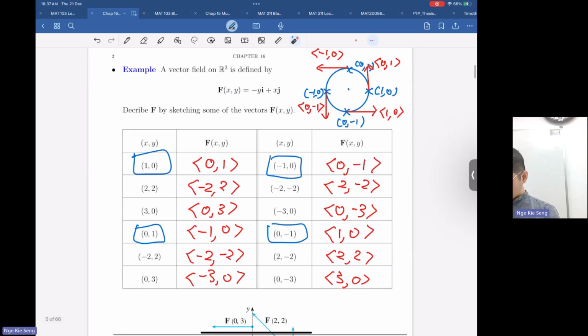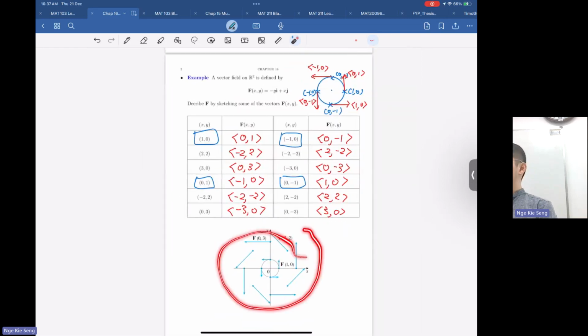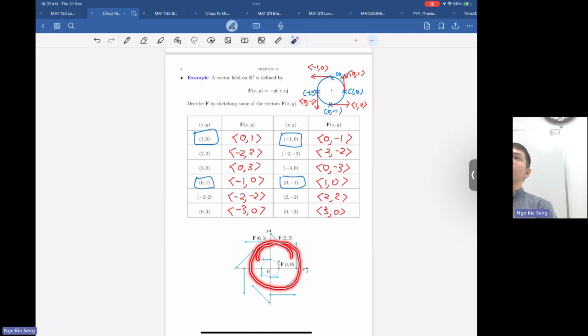Similarly, you can plot all these and you will get this kind of shape. So this vector field is like rotating the plane. If I put a particle here, then this particle will flow with your vector field. You can think of the particle being pushed by all these arrows, and it will flow with the arrows and rotate around the origin.